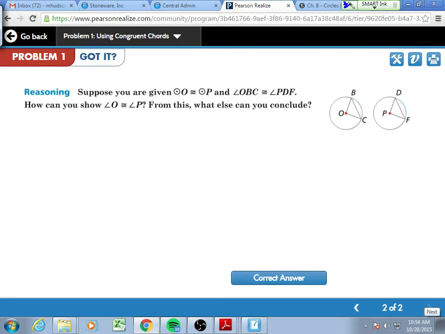Alright, so try this on your own. All we know here is the circles are congruent, and you know an angle congruence. Based off that, work it out. You know, maybe we might start the next lesson today, but only maybe.